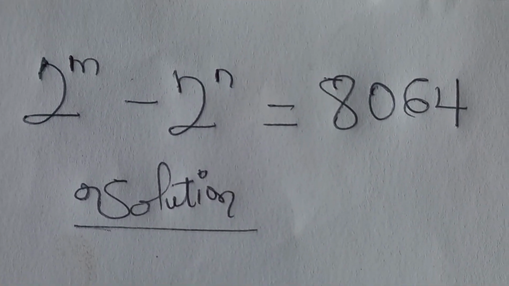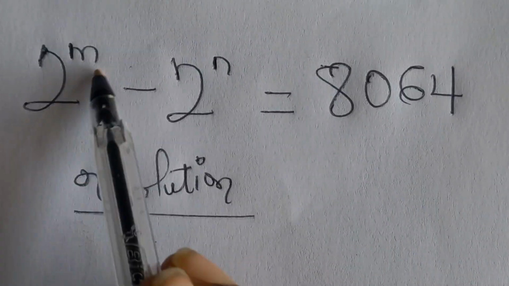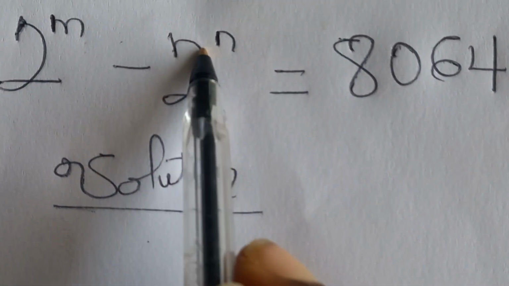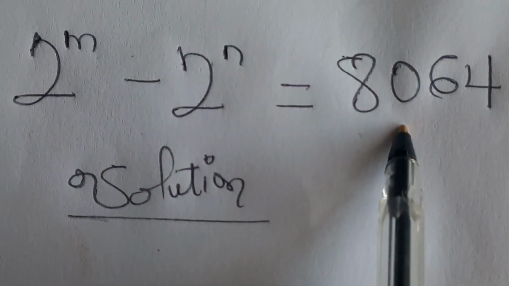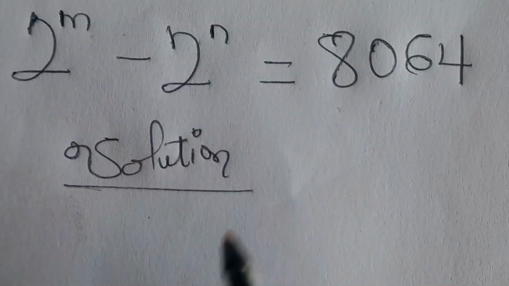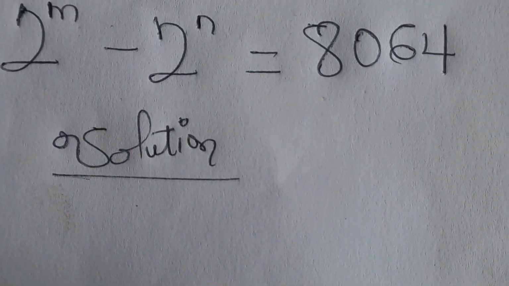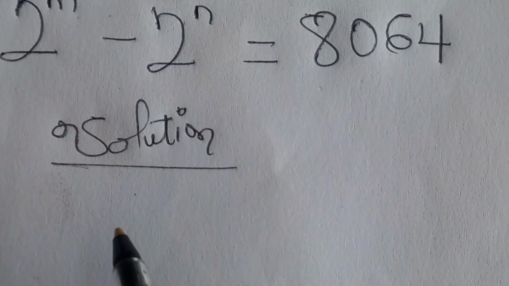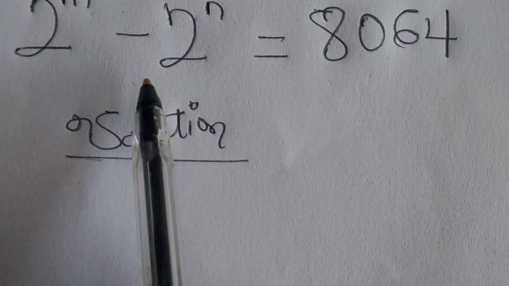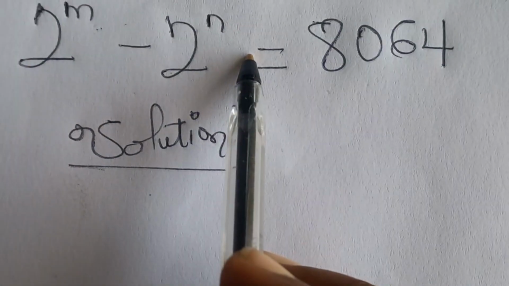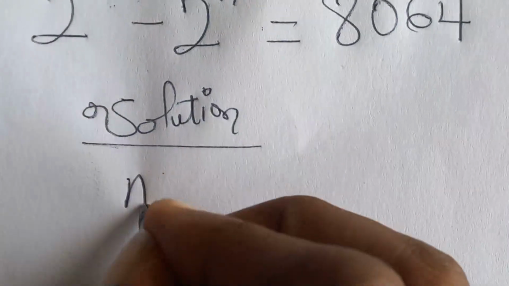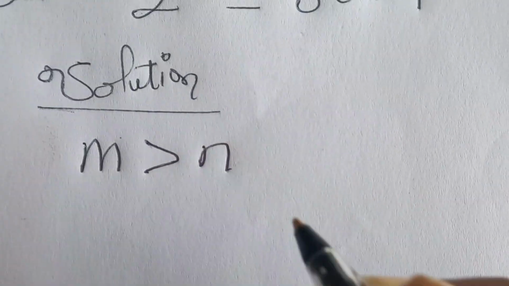So today we are looking at this equation. We have 2 exponent m minus 2 exponent n is equal to 8064. And in this case, we should solve for m and n. So looking at this equation, we can say that m is greater than n. Okay, m is greater than n.